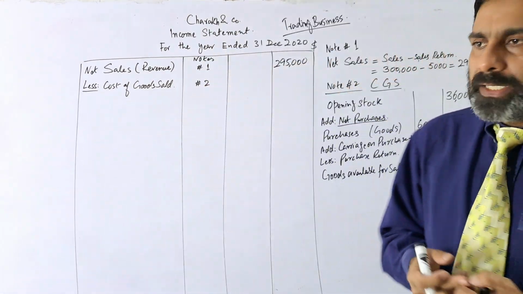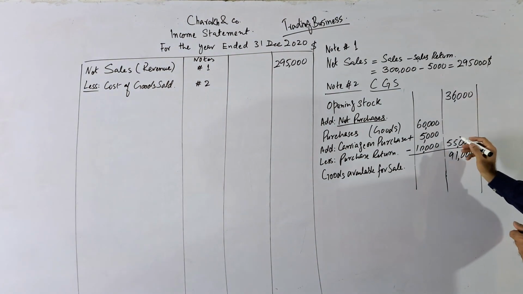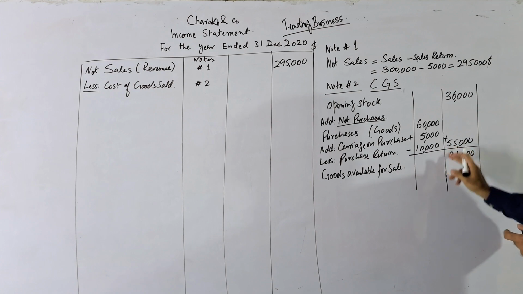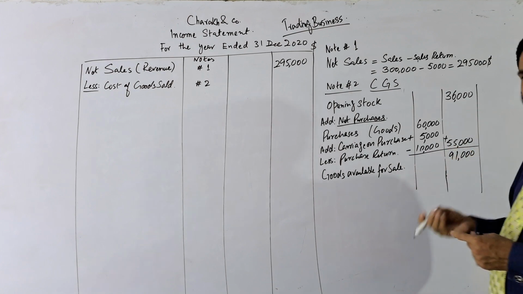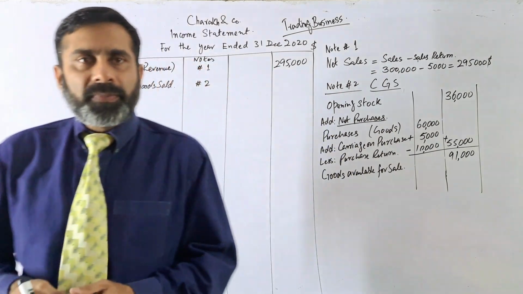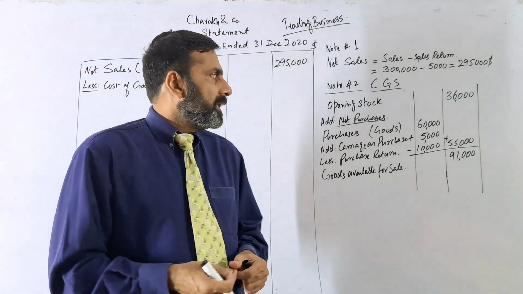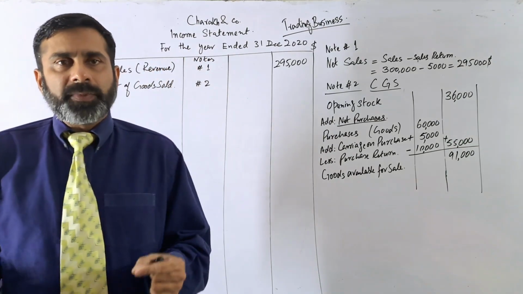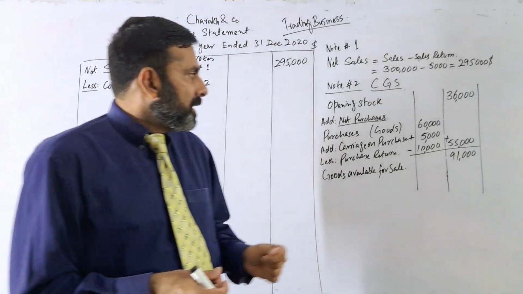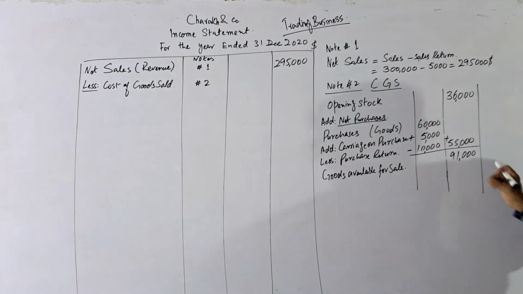And how have we calculated that one? 36,000 is the value here, plus 55,000 is added here. So the total amount is 95,000. So 95,000 is the goods available for sale. So the business has 36,000 opening balance of the goods, and then they have 55,000 goods purchased during the year. So the available balance is 91,000.